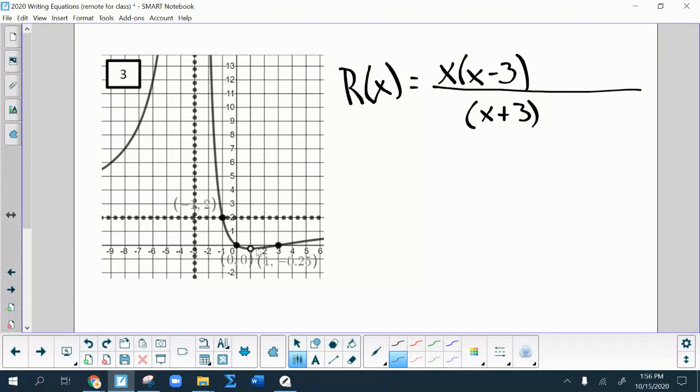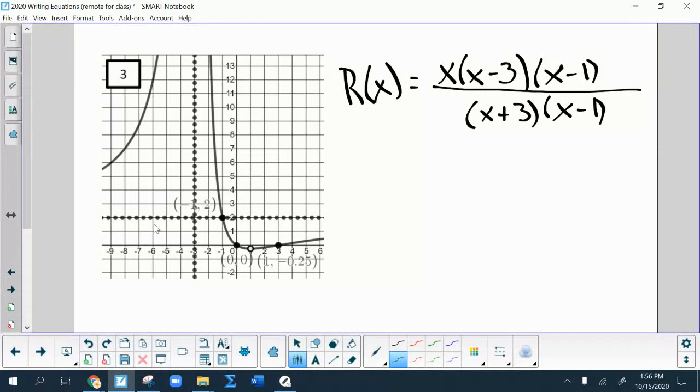That 1 is actually a hole. That does also go in the numerator because it's a hole, but the hole's at 1, negative a fourth. So x minus 1 also goes in the numerator, but because it's a hole, it also goes in the denominator as well. That way you can think of those two factors canceling away to create the hole.